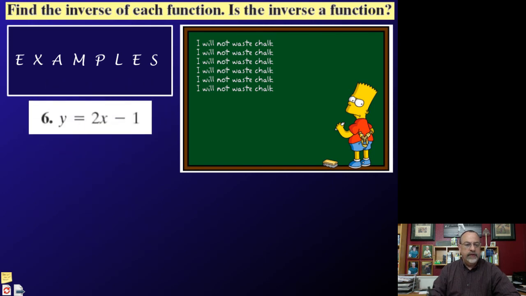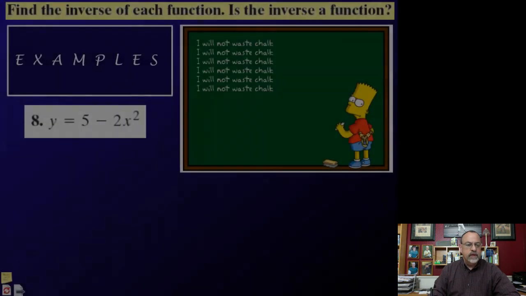Another example, here we have the expression y is equal to 2x minus 1. To determine the inverse, the y becomes an x, the x becomes a y, and we solve for y. So we're going to add 1 to both sides, and then we're going to divide by 2. Because there is no plus or minus, this is also a function.